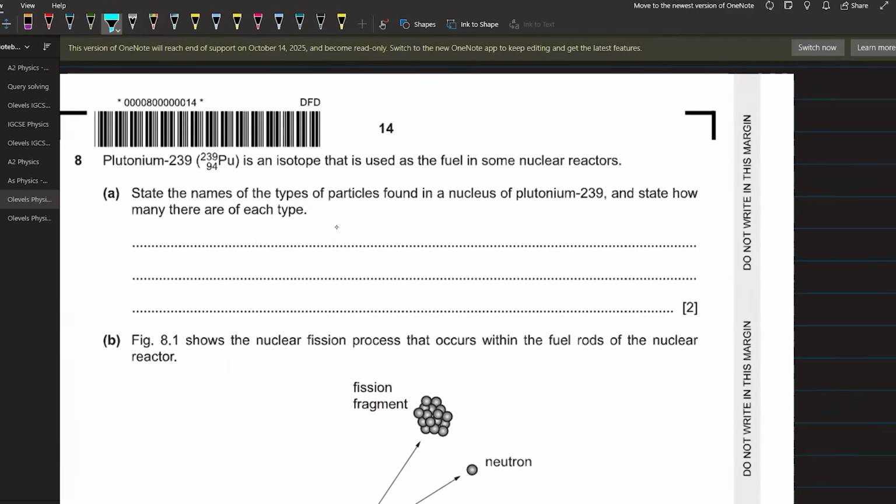Plutonium 239 is an isotope that is used as a fuel in some nuclear reactors. State the name of the particles found in the nucleus. Obviously neutrons plus protons of plutonium. And state how many there are of each type. The plutonium nucleus has neutrons and protons, and how many of each?